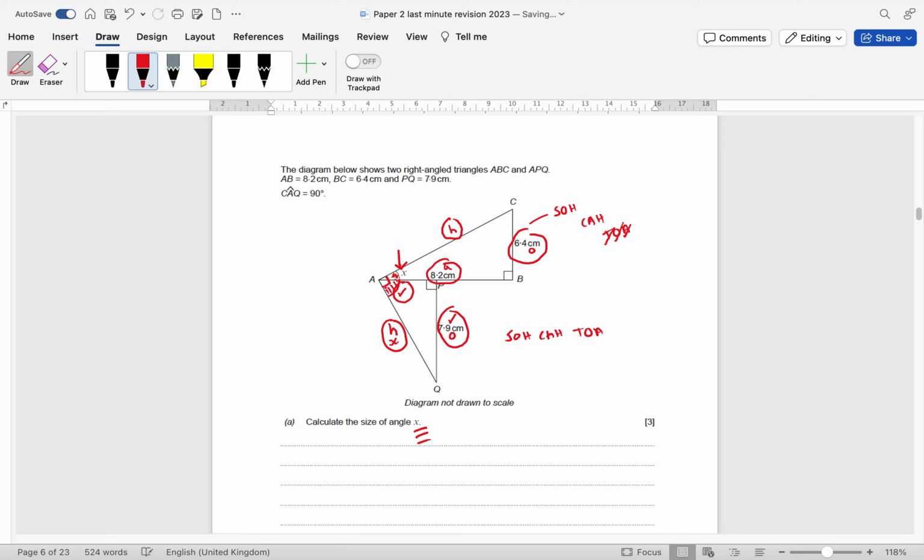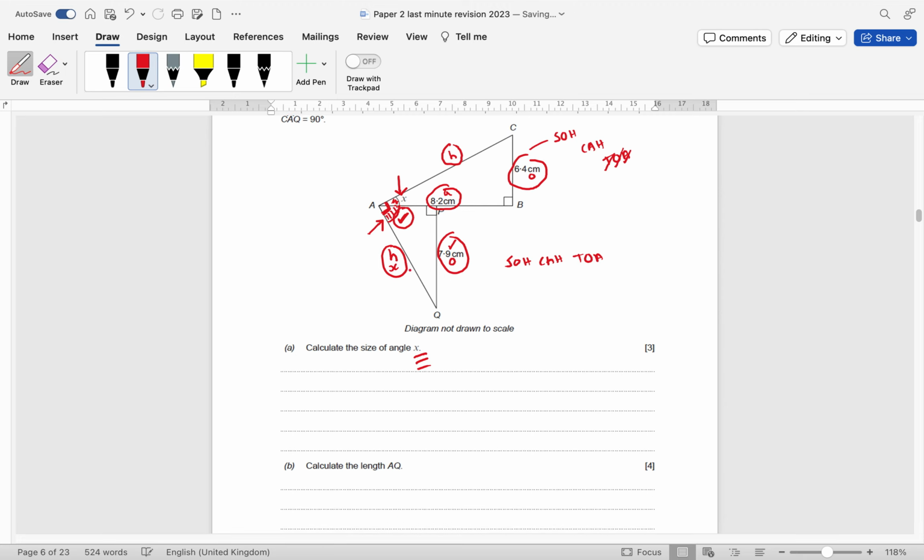Once I know the angle, we're told that the complete angle here is 90. So whatever x is, I can take it away from 90 to get this bit, which is why I've put a tick there, because I now know this angle. It's 90, take away whatever my answer was. The second part here asks me to work out the length AQ, which is this. Now I've labelled this triangle, okay? AQ, the side I want is the hypotenuse.